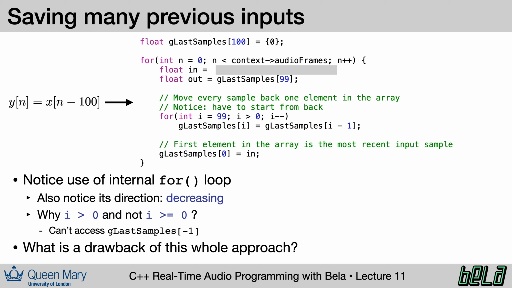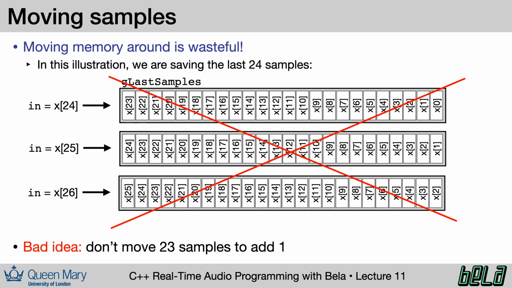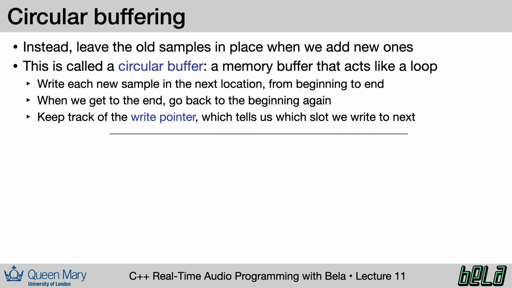Now, this code is perfectly functional to save the last 100 samples of the input, but there's a drawback. What might that be? Well, the drawback has to do with its incredible inefficiency. Here's why. Every time we get a new input sample, we are moving all of the last samples in the gLastSamples buffer. And this, of course, is not a good idea, because for every new input we get, we have to move 99 samples in order to add 1. But still, we're getting closer to some workable code. What should we do instead, then, to avoid this problem of moving samples around? This takes us to the topic of our lecture today, which is circular buffering.